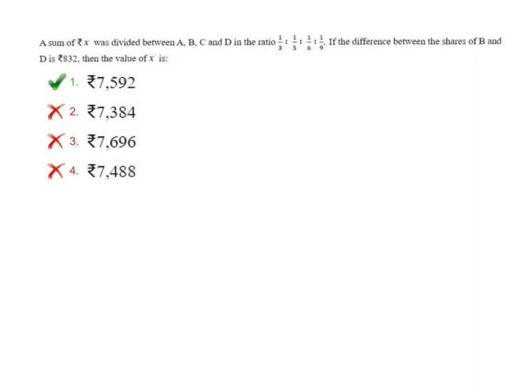A sum of X was divided between A, B, C and D in the ratio 1 by 3 is to 1 by 5 is to 1 by 6 is to 1 by 9.